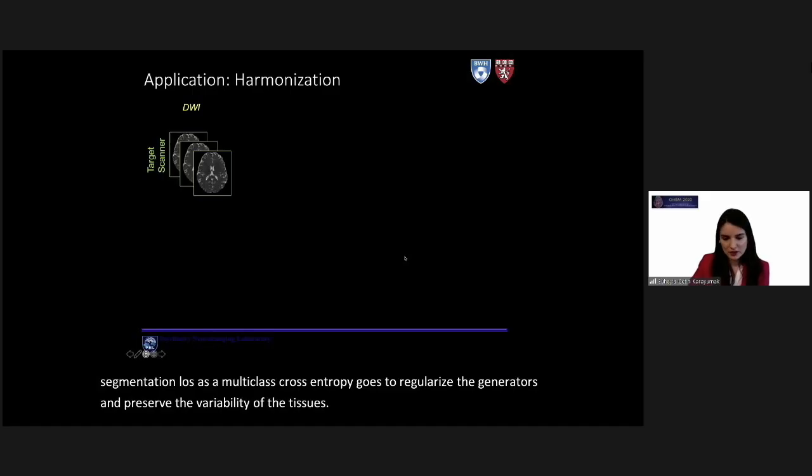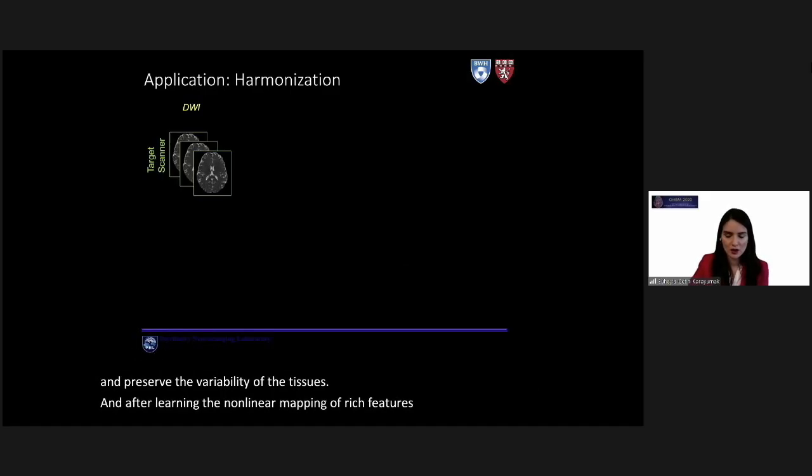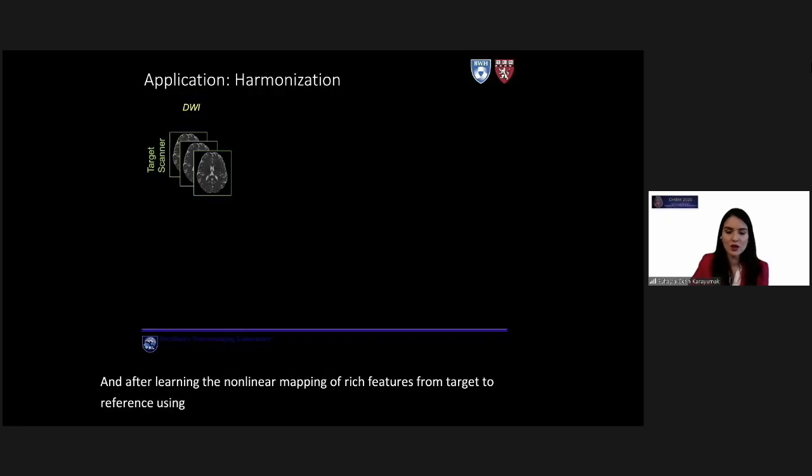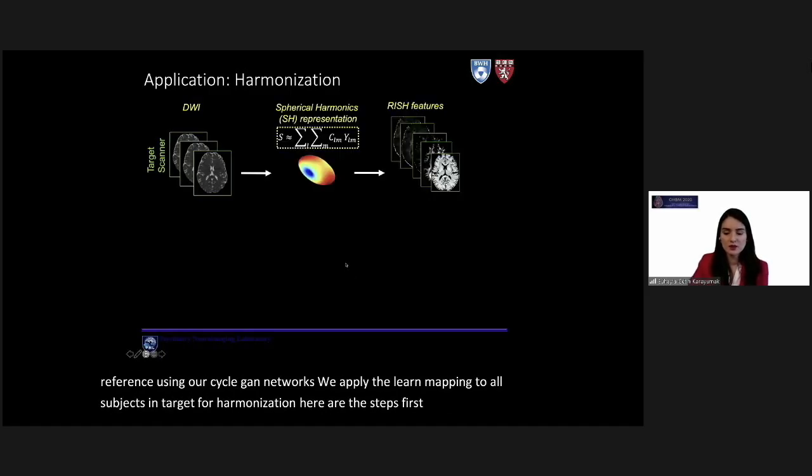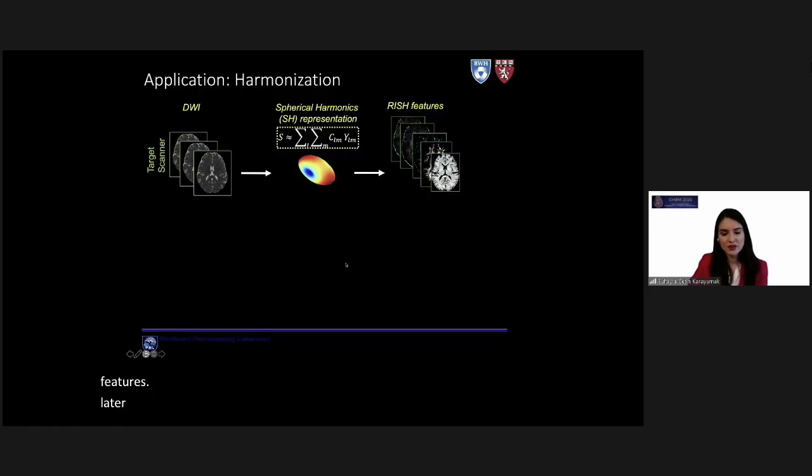And after learning the nonlinear mapping of RISH features from target to reference using our CycleGAN networks, we apply the learned mapping to all subjects in target for harmonization. Here are the steps. First, we create the RISH features. Later, we apply the learned nonlinear mapping to estimate the harmonized RISH features.